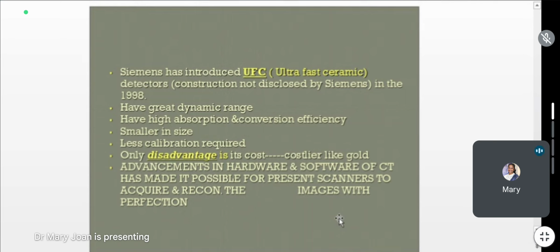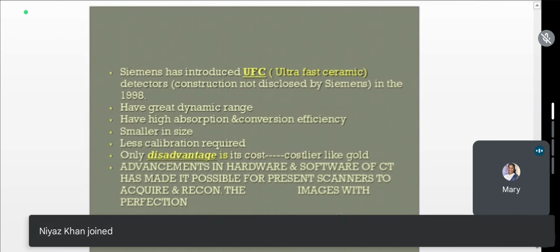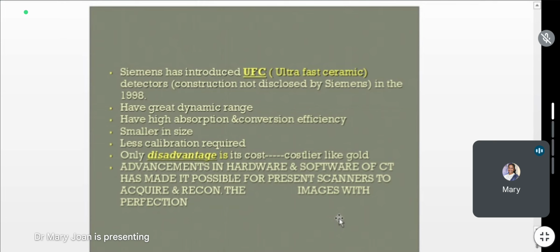Siemens has introduced the ultra-fast ceramic detectors. Construction not disclosed, in 1998. They have great dynamic range, high absorption and conversion efficiency, are smaller in size, and need less calibration. The only disadvantage is its cost. It's very costly, and advancements in hardware and software of CT have made it possible for present scanners to acquire and reconstruct the images with perfection.